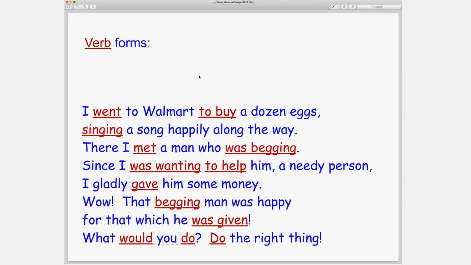Verb forms. These are all verb forms. Went, to buy, singing, met, was begging, and so on. Notice in the bottom, would goes with do. That's a word form. In an interrogative, the you is not part of that verb phrase.